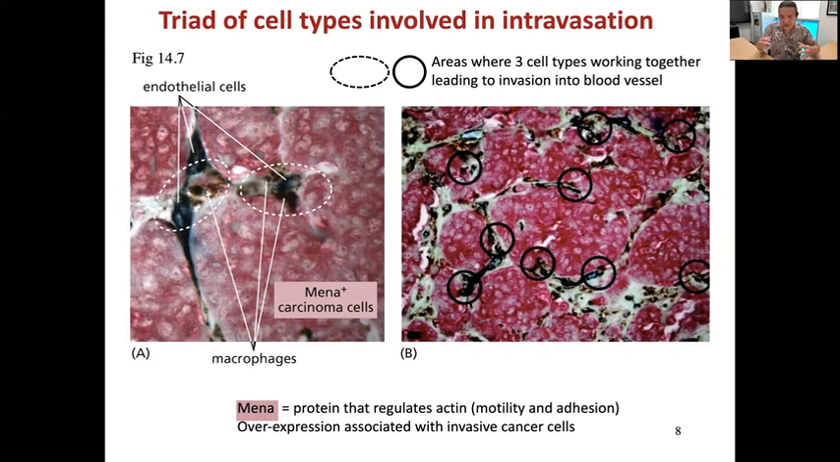And so you oftentimes see the overexpression of this MINA protein associated with invasive cancer cells, right? In other words, these are cells that, as part of the cadre of random mutations they stumbled upon, have learned how to upregulate MINA, right? And this is now helping them become more mobile.